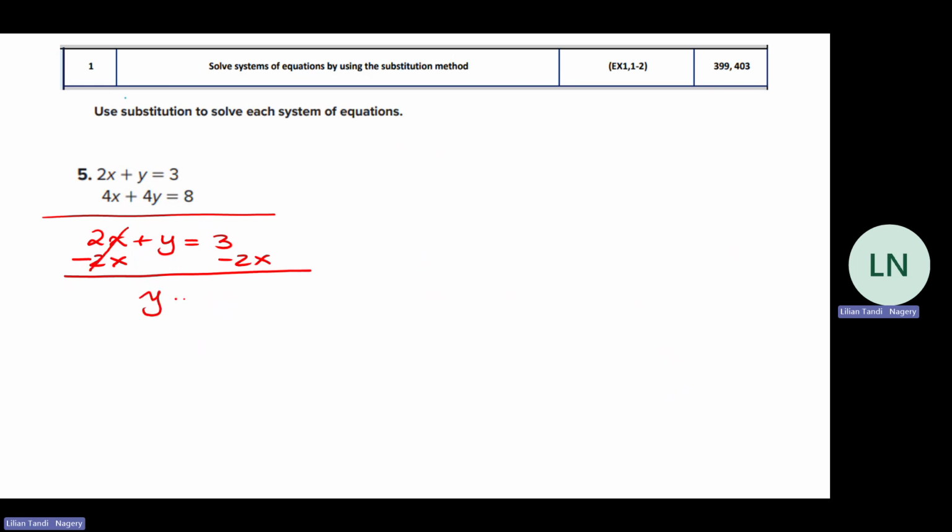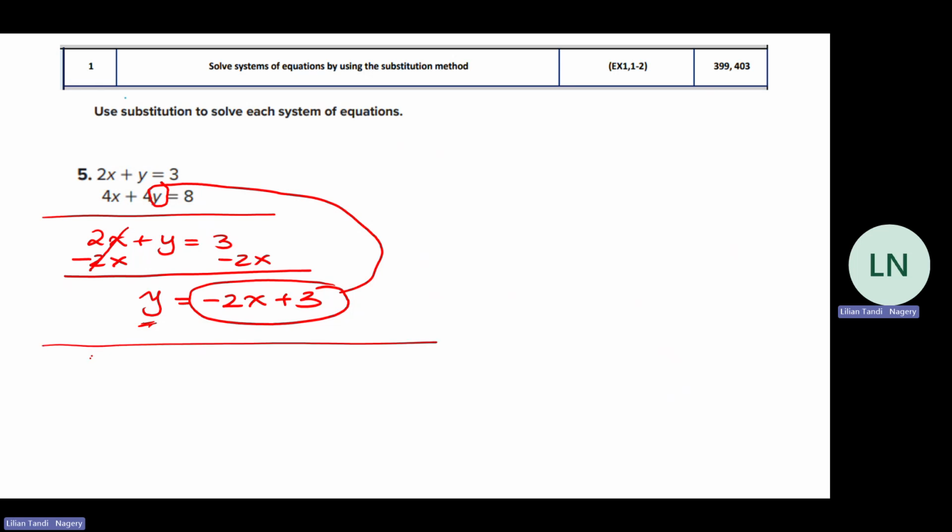Okay? So because I want my equation to start with y, I will move the x. So now I have y equals negative 2x plus 3. Now this, I will take it to the second equation at y, because I said y equals. So it will go to replace y over there. So this will be 4x plus 4 parentheses negative 2x plus 3 equals 8. Then I will do distributive property.